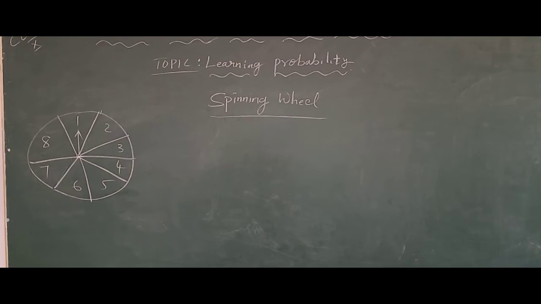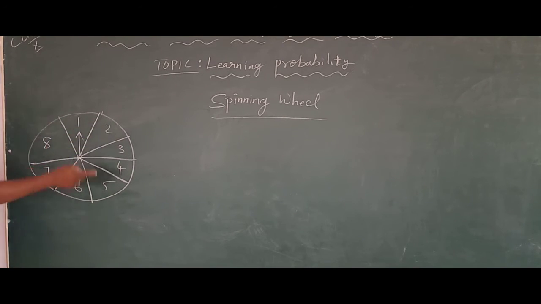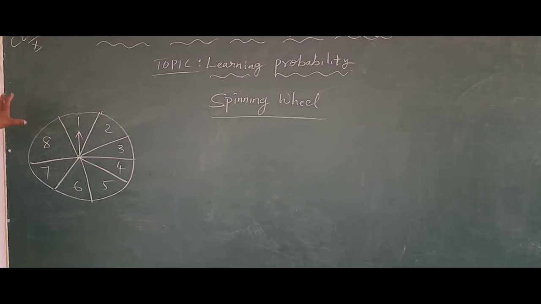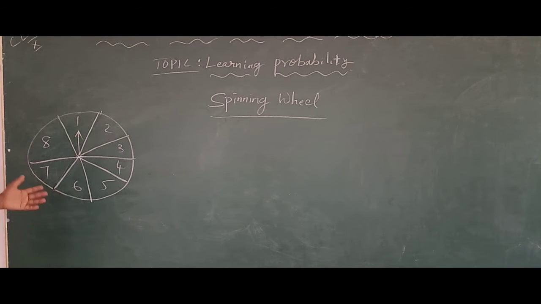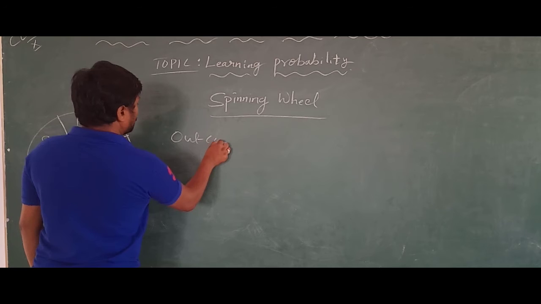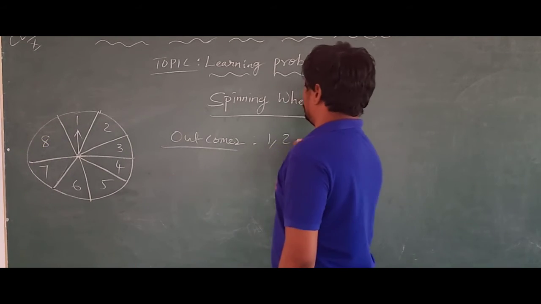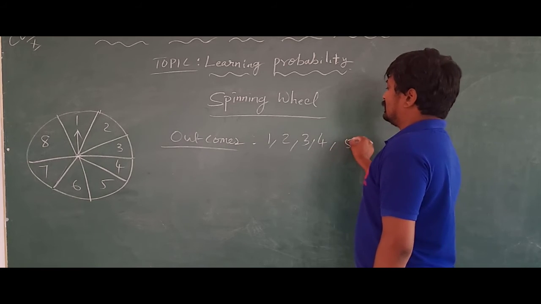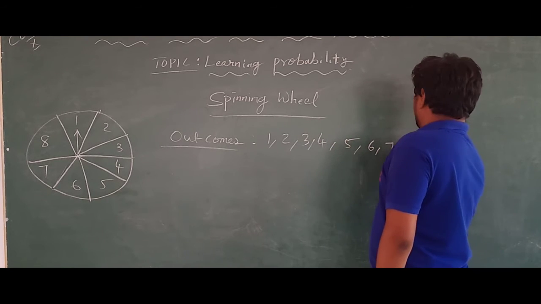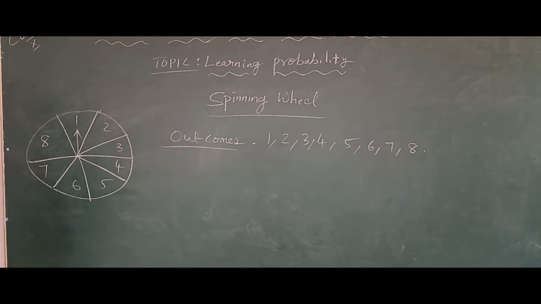Okay, let's move on to the next, that is the spinning wheel. This is a diagram of a spinning wheel. This is called the pointer, and when we rotate it, it may stop at some point. So what are the total number of outcomes, what are the even numbers, what are the odd numbers? Those things we are going to discuss. So here, what are the outcomes of the spinning wheel? You find here 1, 2, 3, 4, 5, 6, 7, 8. These are the total outcomes.